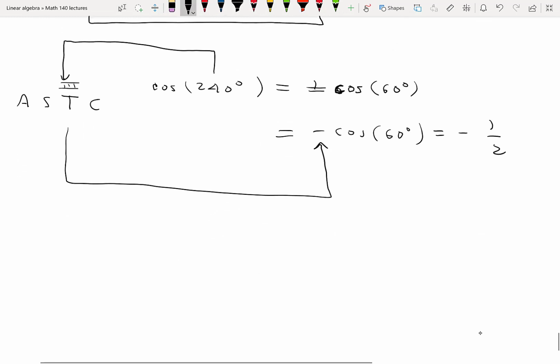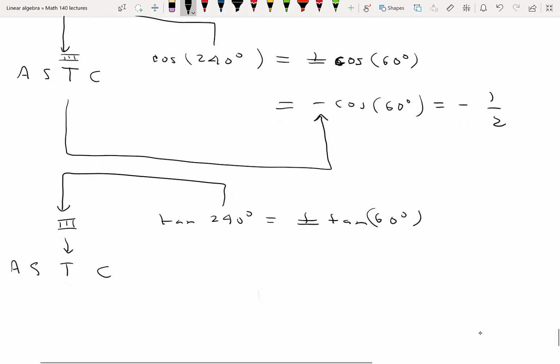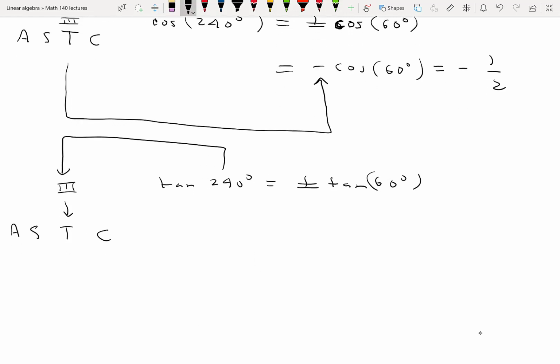The tangent of 240 is equal to plus or minus the tangent of its reference angle. 240 degrees is still in quadrant 3. Quadrant 1, all. Quadrant 2, students. Quadrant 3, tangent, take. Quadrant 4, calculus. In quadrant 3, the tangent is positive, and we're looking at the tangent. So we look at positive tangent of 60 degrees.